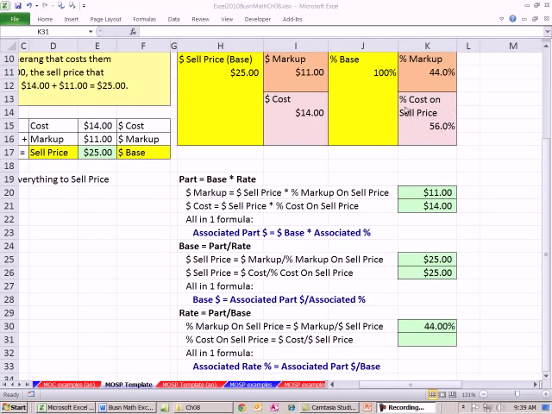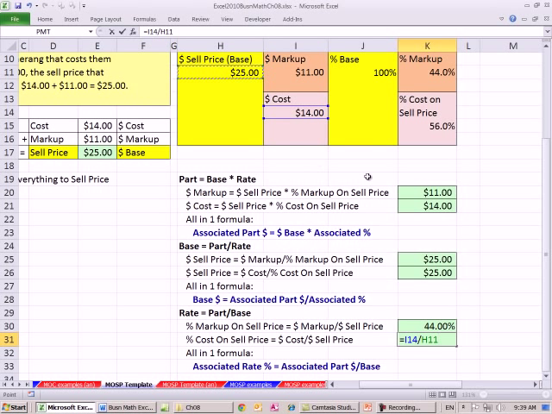Now let's see if we can calculate percentage cost on sell price, meaning associated rate. So I'll take associated part divided by base. So down here, I'll say equals round. Oh, sorry, no round. I'm doing the percentage. Equals associated part divided by base will give me associated rate, and 56. So those are all 6 possible formulas that you'll see in this chapter. Now, we use this diagram.